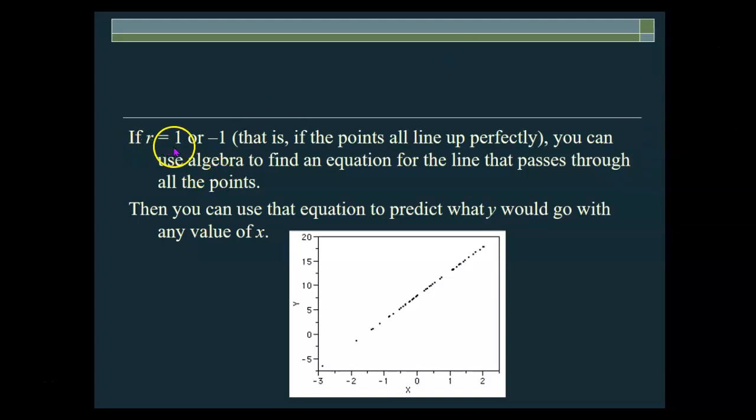If your correlation coefficient turned out to be exactly either positive or -1, that would mean that all your data points lined up perfectly in a straight line. And in that case, you could just use algebra to find an equation for the line that passed through all the points. And then you could use that equation to predict other points on the line, what y would go with any value of x.